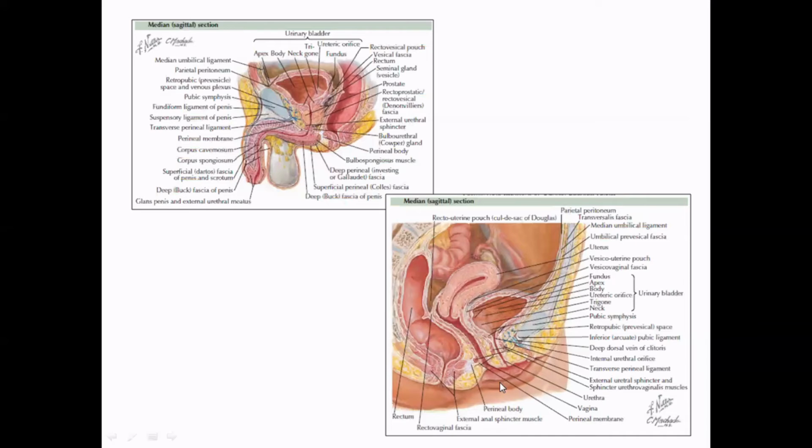I put this slide to tell you the difference between male and female. Look at it. In the male, there is the bladder, the prostate, and the rectum. Nothing more is there. In the female, this is the bladder, this is the vagina, this is the uterus, and this is the rectum. So make this picture in your mind.